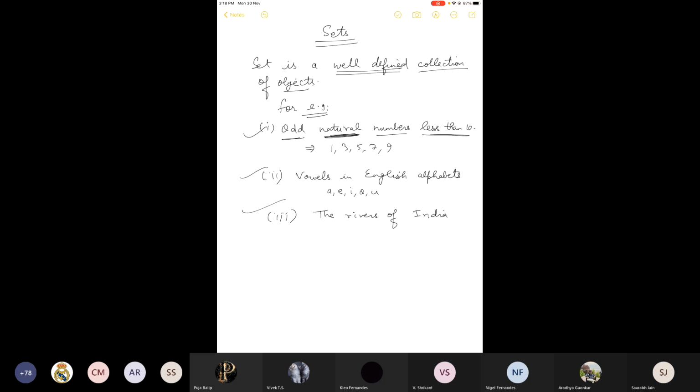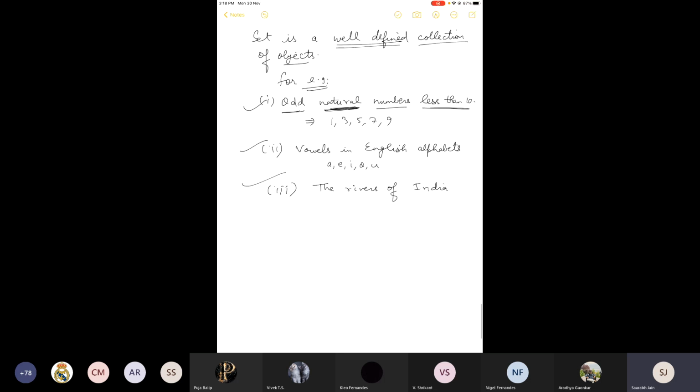Like in the fourth case, if I say good cricket players of India, so this is not a set.